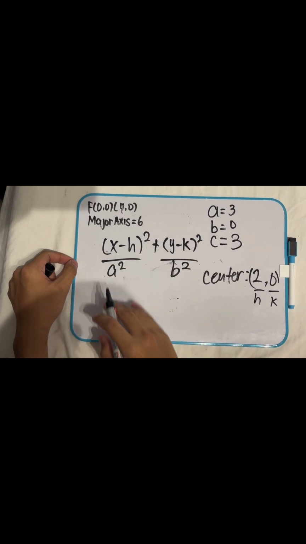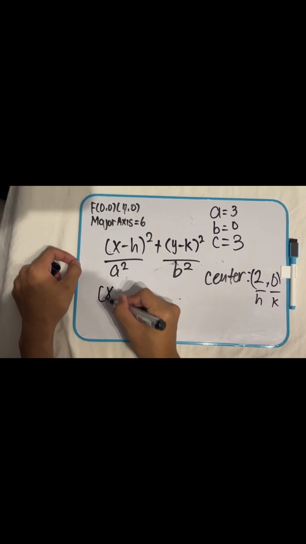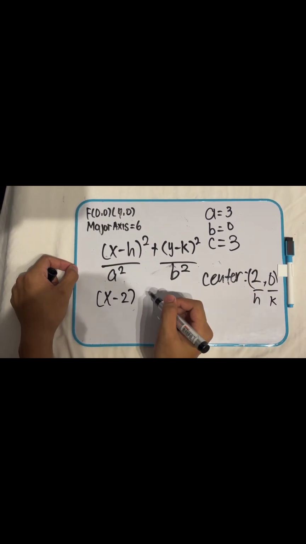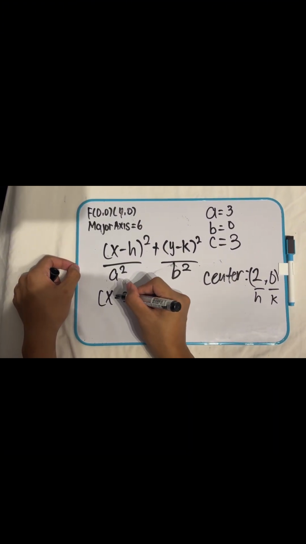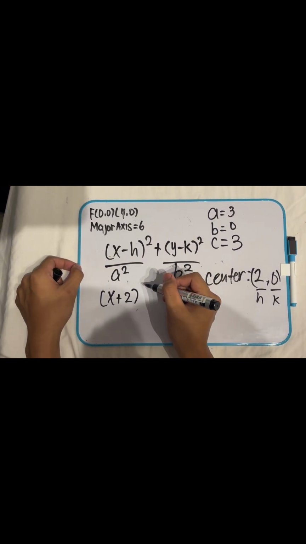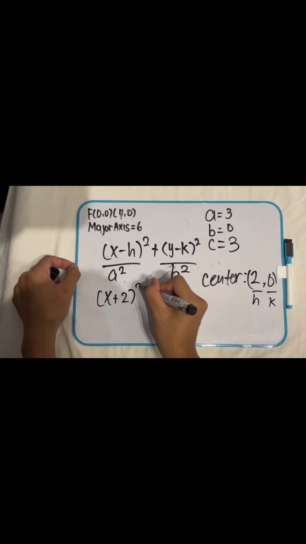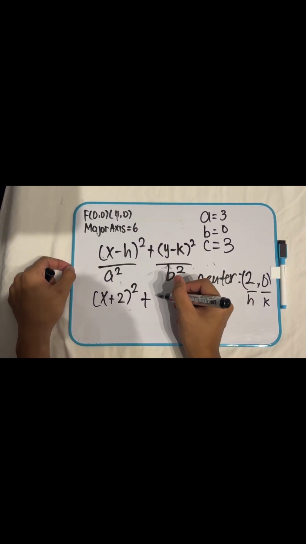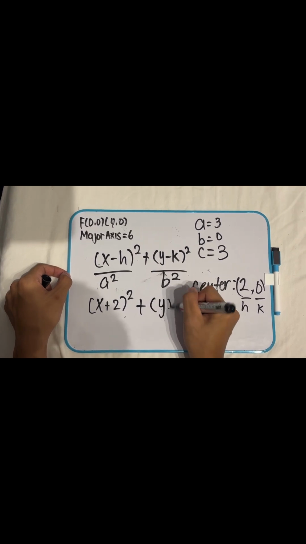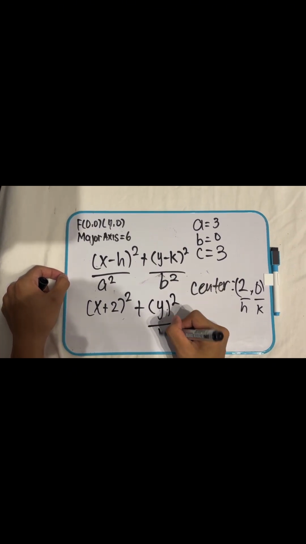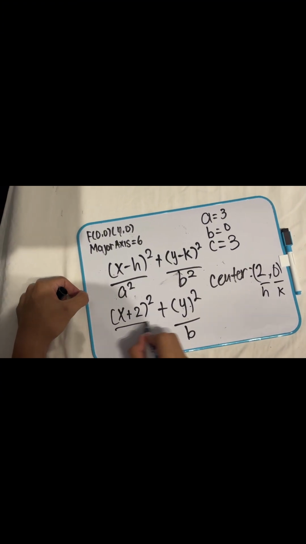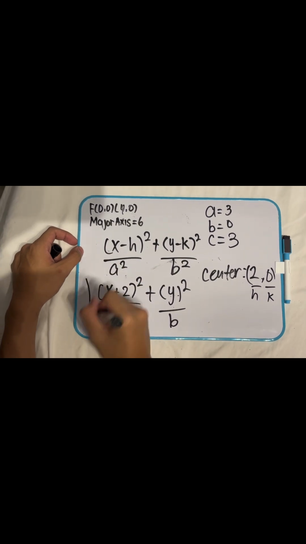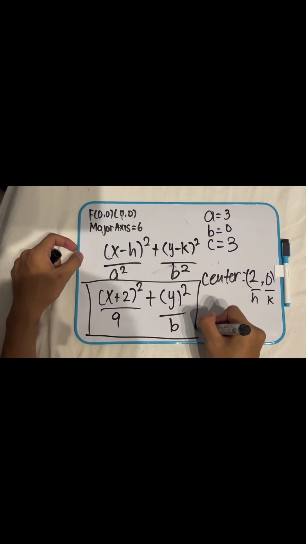So when we convert this, we get x minus 2 — since it's positive 2, we're going to change it to positive — then squared, plus, since we don't have our value of k, we're going to write y squared over b squared, since we don't have the value of our b. Then we're going to write a squared, which is 9. So that's how you get the standard form of this given.